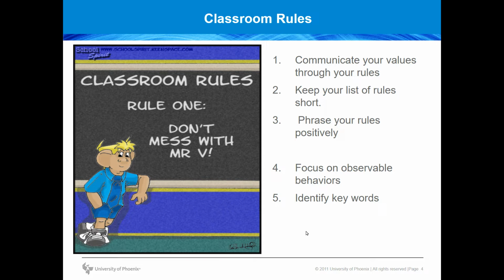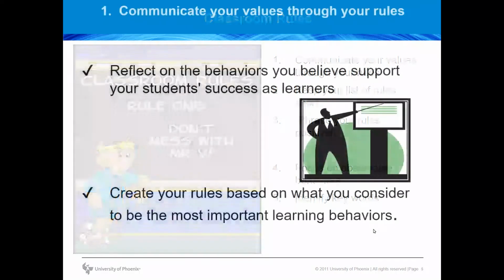Keep your list of rules short. Like all of us, kids have a hard time with too much information. Make your rules phrased positively. People respond to positive phrases and things that are clearly laid out in a positive way. Focus on observable behaviors, and then when you're writing your rules, you can also identify key words that give the students a focus on how to behave.